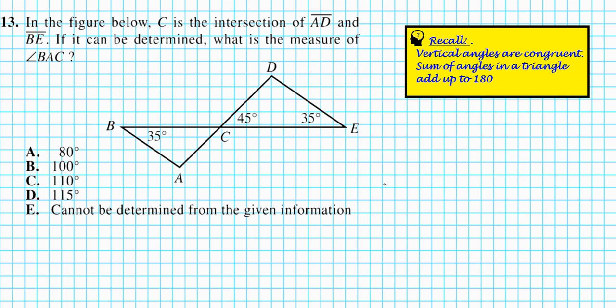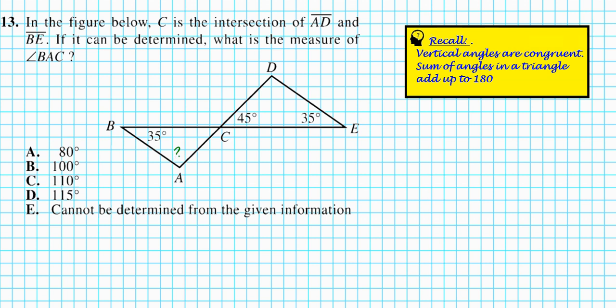Alright, let's take a look at problem 13. It reads, in the figure below, C is the intersection of segment AD and segment BE. What is the measure of angle BAC? So we're looking for the measure of this angle right here.